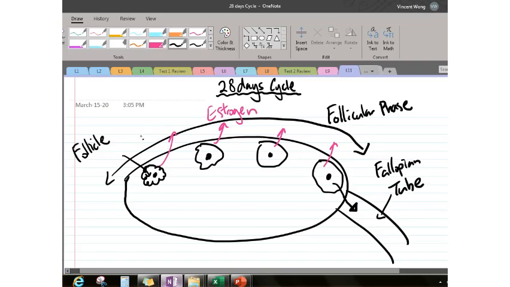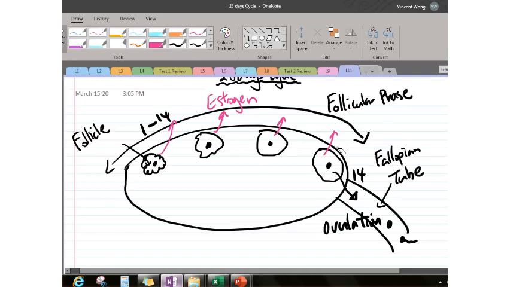When the egg is mature, then the egg will be released into the fallopian tube. So from day 1 to 14, you will have the follicle growing, and you will be releasing estrogen from the ovary. And at day 14, midway through the cycle, you will have ovulation, which means the egg is going to be released into the fallopian tube. If it meets a sperm in the fallopian tube, then the person is going to get pregnant, and that will create the zygote, which will then get implanted into the uterus.